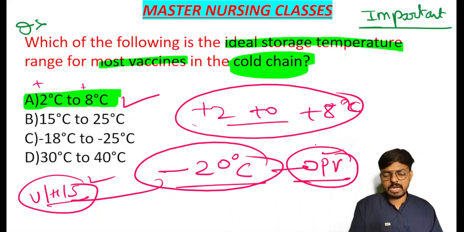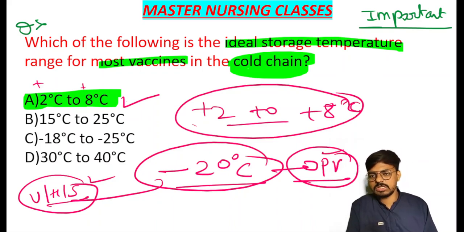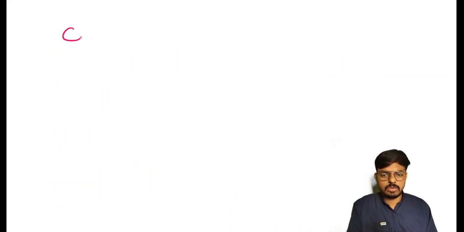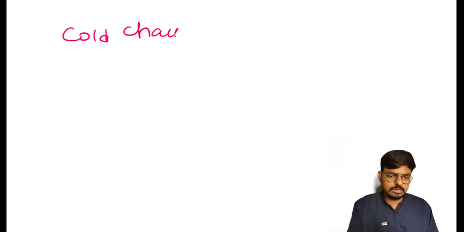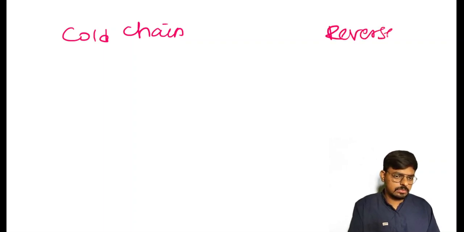So that is very important, and overall, vaccines are stored between 2 to 8 degrees Celsius in our cold chain. My next question is: what is the cold chain, and what is the reverse cold chain?